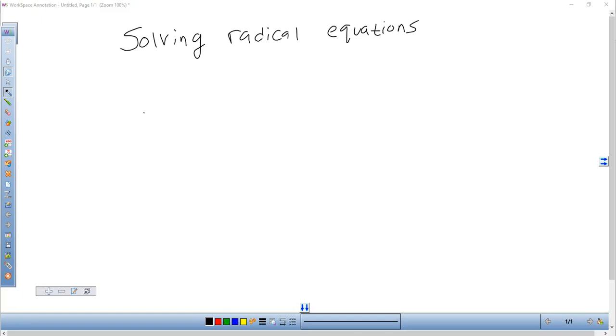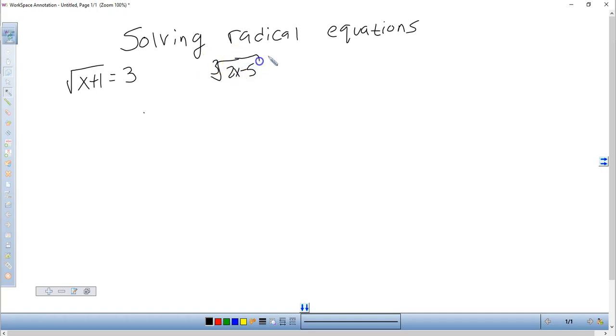This time we're going to be talking about solving radical equations of various types. So we're going to be talking about maybe solving square root of x plus 1 equals 3. Could be talking about the cube root of 2x minus 5, plus 1 equals 7. We could talk about x plus 3 to the 2/3 power equals 7. We could talk about square root of x minus 5 plus 3 square root x equals 1.